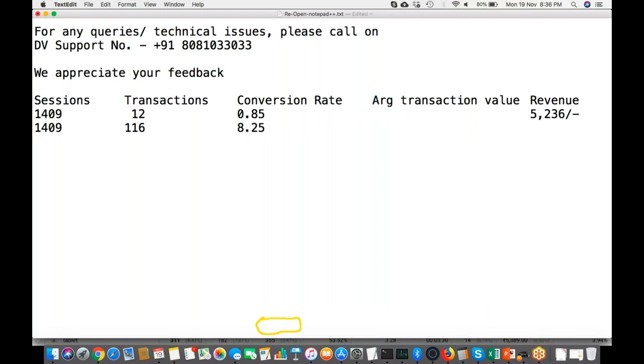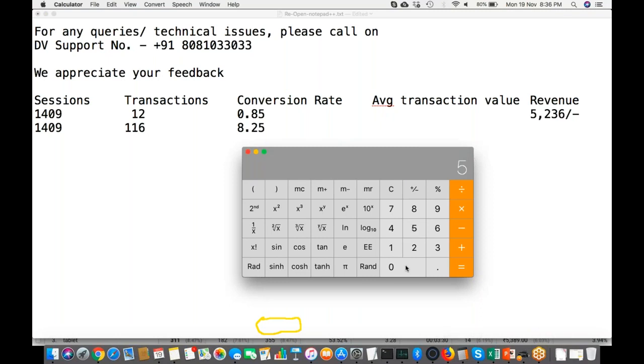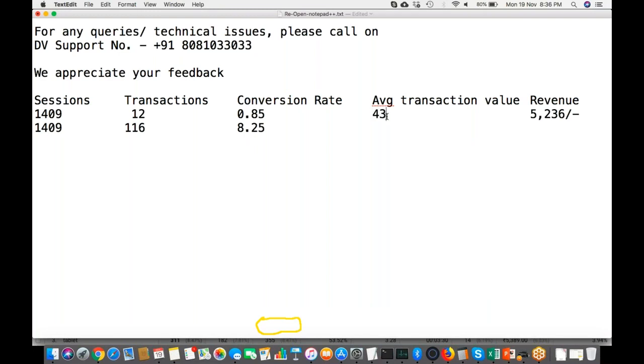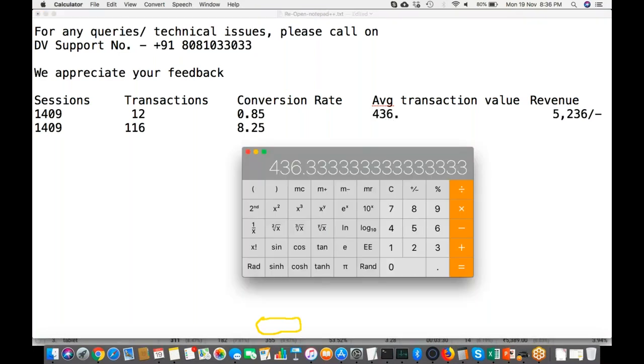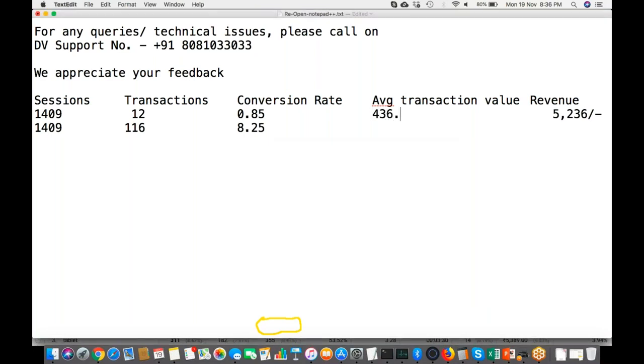What is the average transaction value in this case? 5,236 divided by 12. Yes. 5,236 divided by 12, 436 rupees. So average transaction value is 436.33. That's the average transaction value.